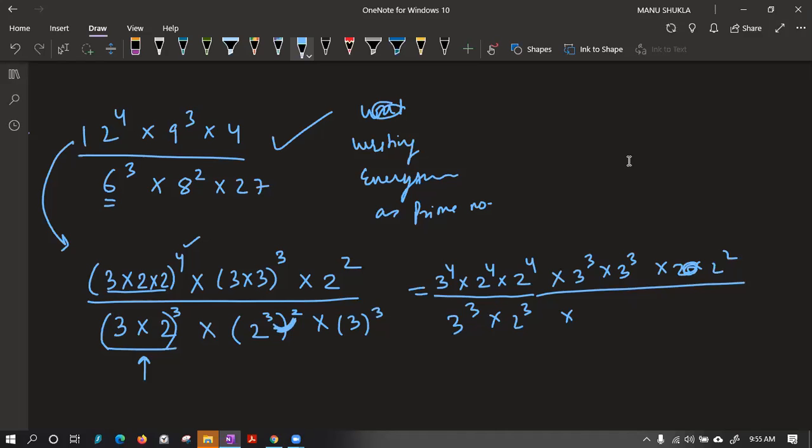Mokshita, it is not confusing. Just try once when you are free. Watch the lecture again. It will be very easy. Power of power gets multiplied. It becomes 6 into 3 power 3.